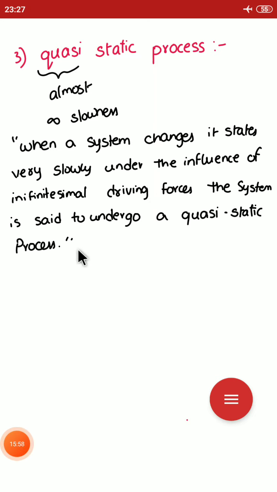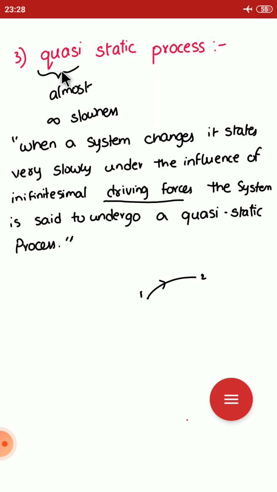See the definition. When the system changes its state from state 1 to state 2 very slowly under the influence of an infinitesimal driving force, the system is said to undergo a quasi-static process. The only difference between the reversible and quasi-static process is that in the reversible process the driving force is completely zero. With zero driving force, if the system changes from 1 to 2, it is the case of reversible.